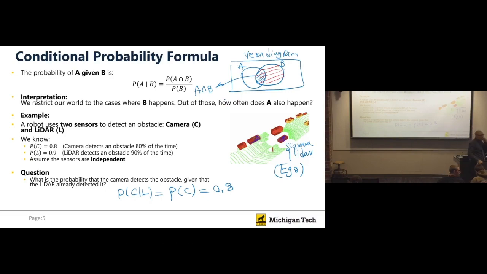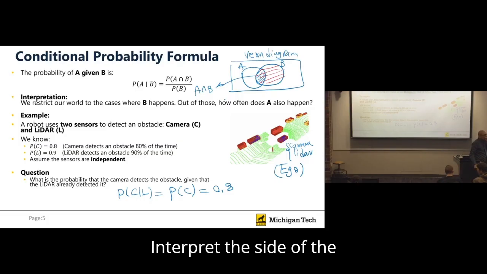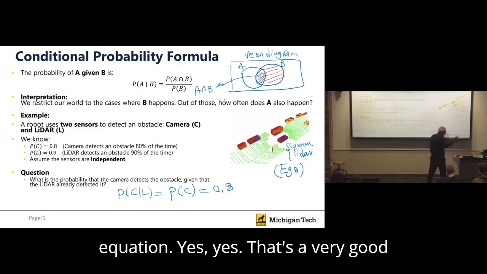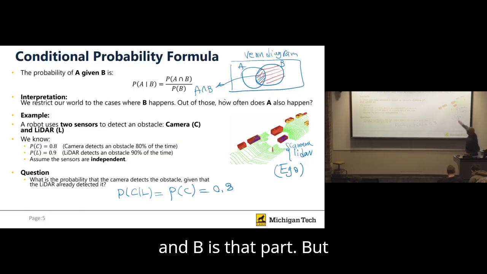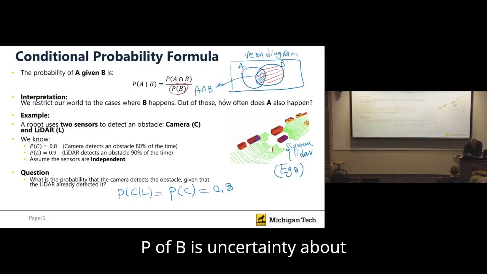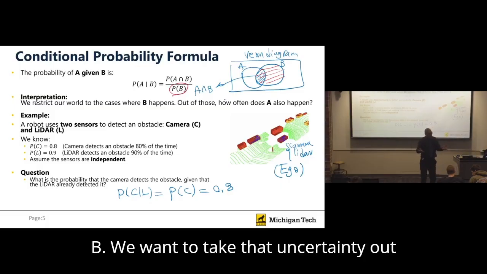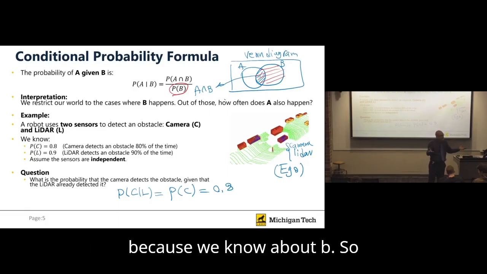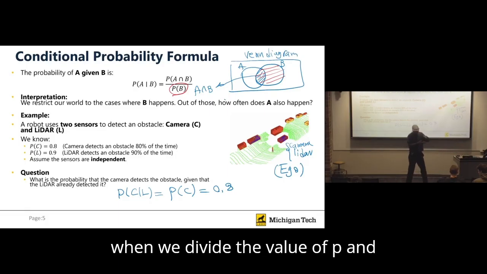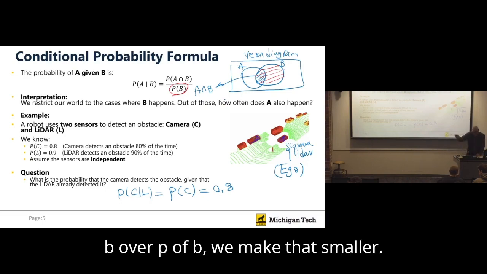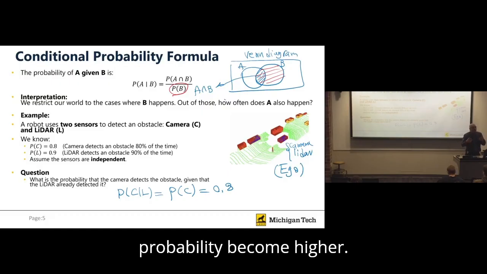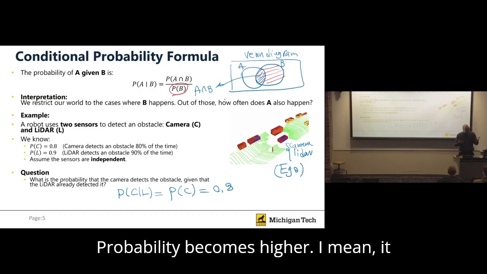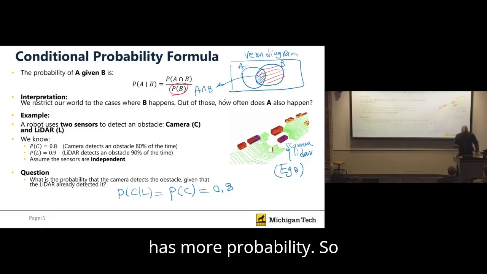Yes? Interpret the left side of the equation? Yes, that's a very good question. Again, I can explain what's happening here. So P of A and B is that part. But P of B is uncertainty about B. We want to take that uncertainty out because we know about B. So when we divide the value of P of A and B over P of B, the probability becomes higher. I mean, it has more probability.